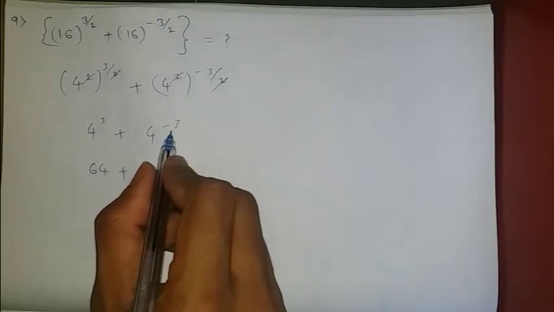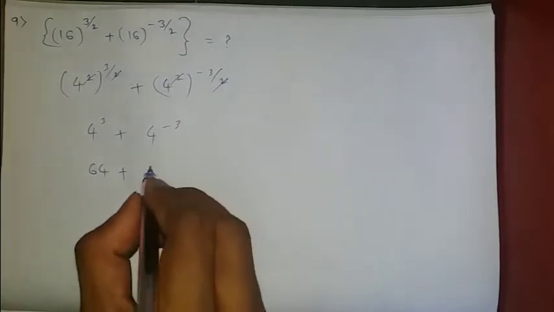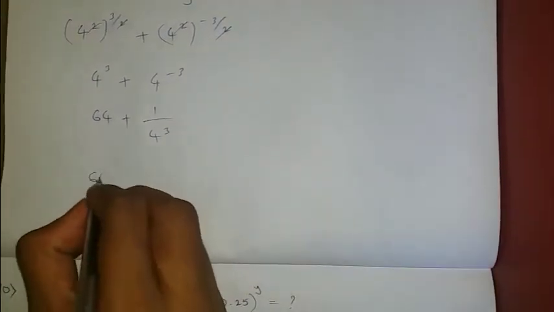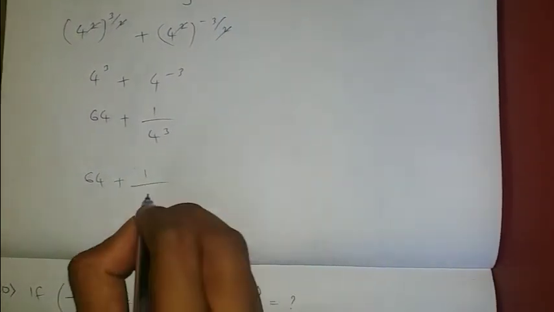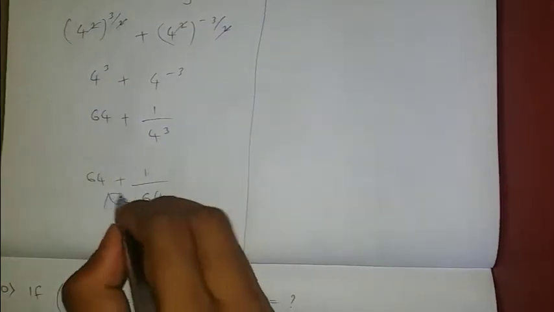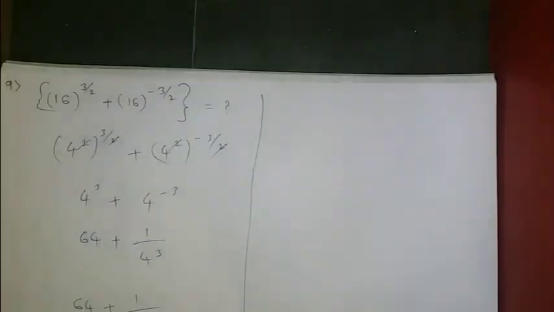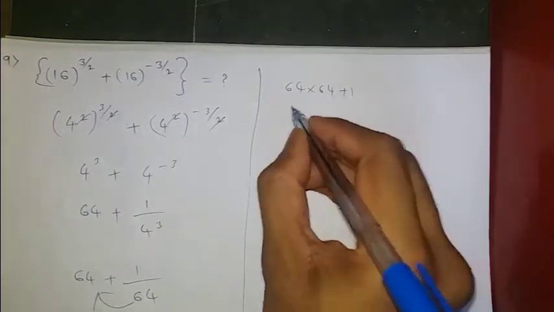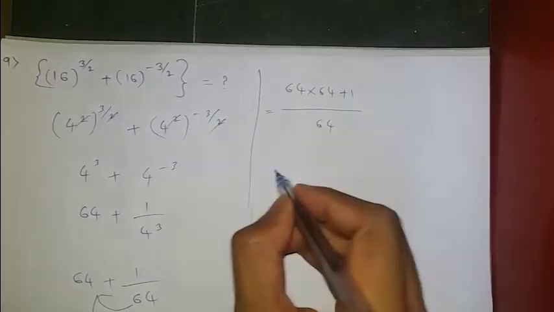Here the power is negative, so we need to write this as a reciprocal: 1 by 4 cube, that is 64, plus 1 by 4 cube, that is 64. So we will get 64 into 64 plus 1, the whole divided by 64.